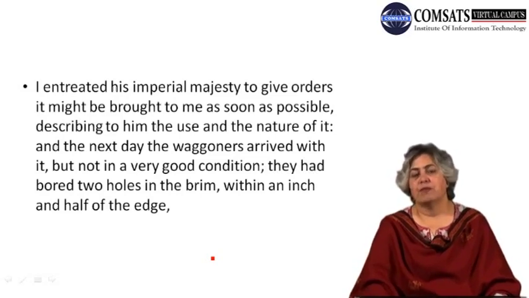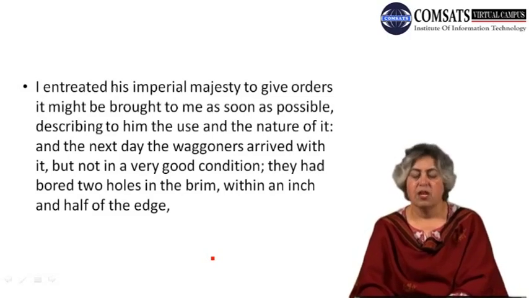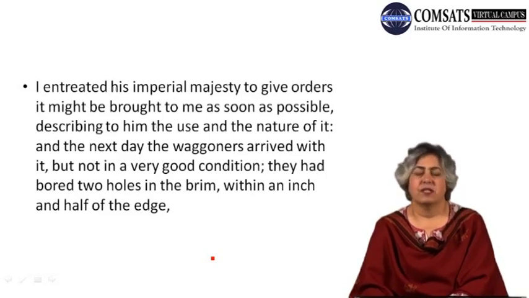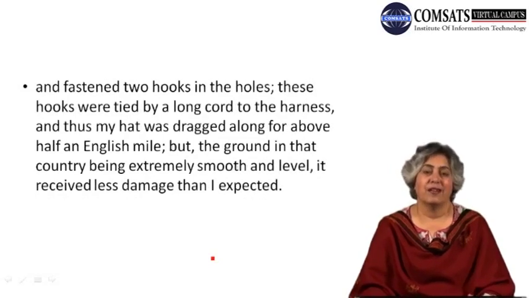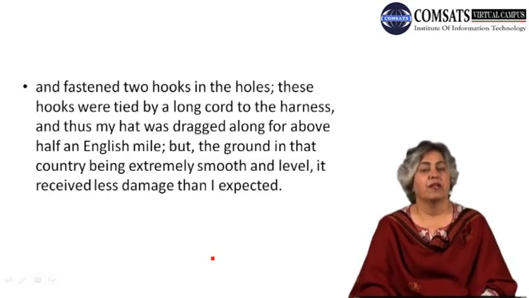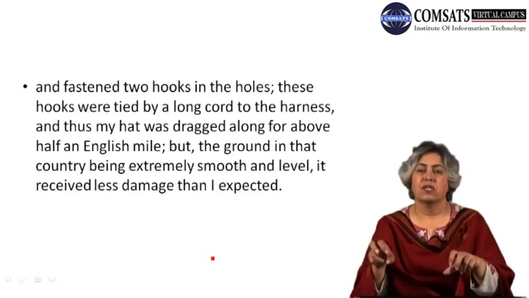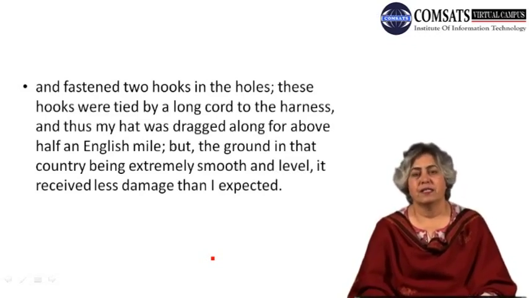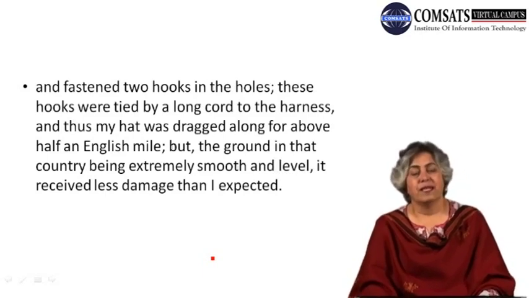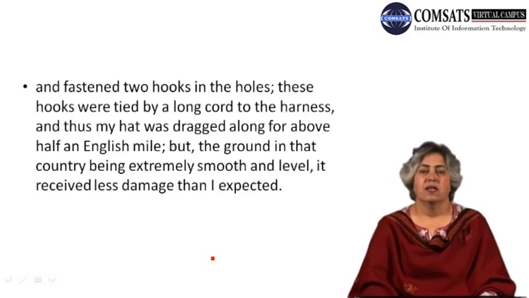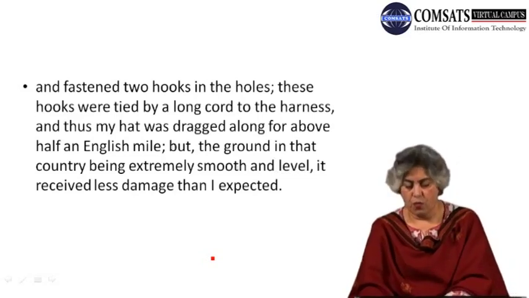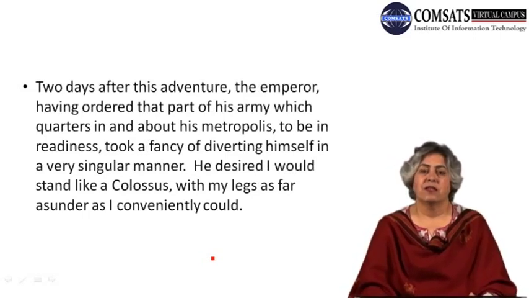And the emperor gave orders, but by the time the hat arrived, it wasn't in a very good condition, because in order to carry the hat, they had bored two holes in the brim. And obviously, Gulliver could not wear a hat that had two holes in the very brim, because the Lilliputians had needed to fasten hooks in order to drag it. And then what they did was, they dragged it behind horses. So it's a miracle that the hat got to Gulliver. It was a little spoilt. It had gone a little dirty because it was dragged for one mile. So now you know that the distance from where Gulliver had been found was one mile.